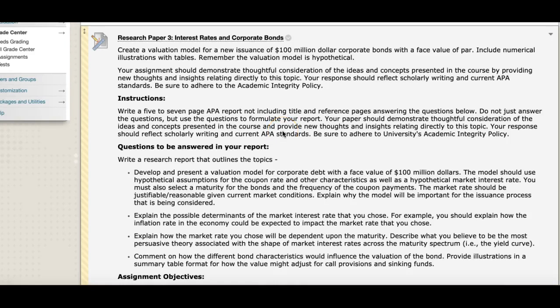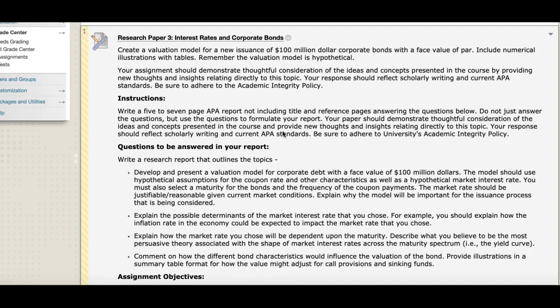What we're going to do is create a hypothetical company that just issued $100 million in corporate bonds. They're going to be issuing these bonds and taking on a project. I'm also going to provide you a sample paper. The sample paper isn't 100% perfect, but it's a pretty good source for you to see how another student tackled the project and did a really good job on it, receiving a high grade.